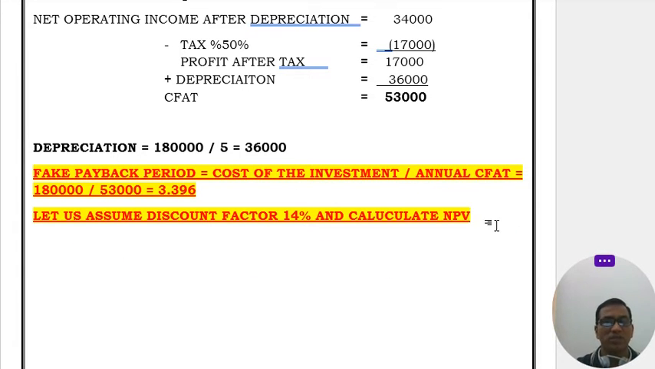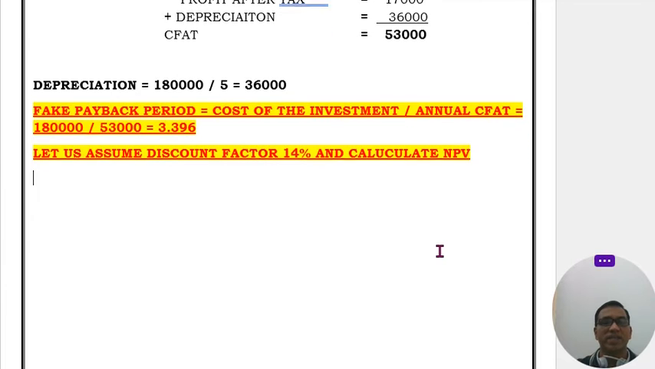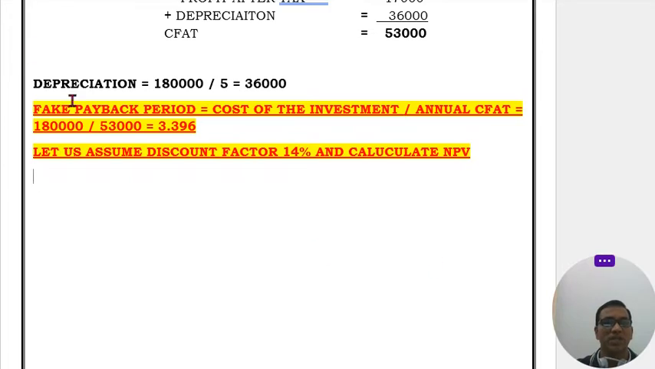This 14% is found from the present value annuity table, in the fifth year row. If you check one by one, I found a value near 3.396. I got 3.4, and that value is in the 14% rate of return column. So we assume the discount factor as 14%, and let us calculate NPV by taking the discount factor 14%.